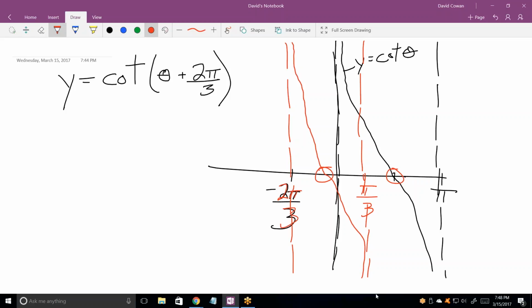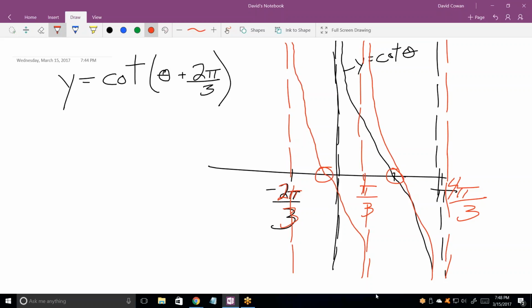And then the next asymptote would come at 4 pi over 3. Okay. And one more period of the cotangent would look like that. Okay, cool.